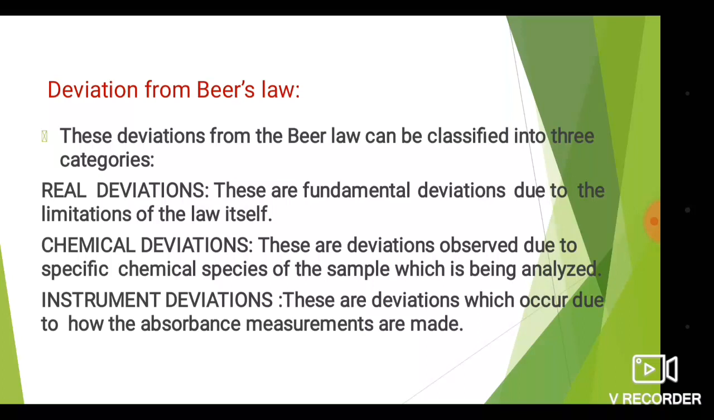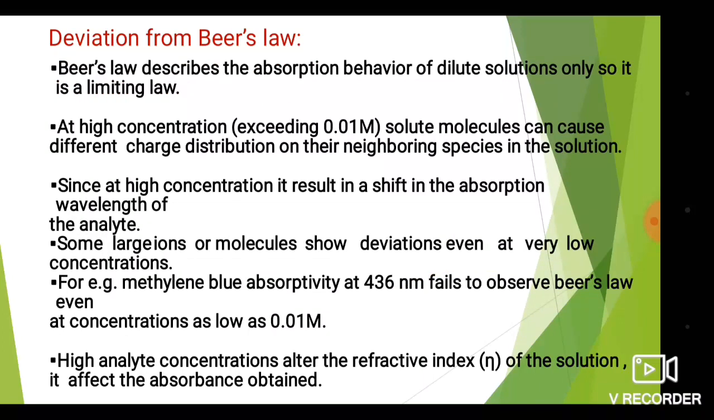The second one is the chemical deviation. These are deviations observed due to the specific chemical species of the sample being analyzed. This depends upon the chemical nature of the analyte. And the third is instrumental deviation. These are deviations which occur due to how the absorbance measurements are made, depending upon the instrument used. So these are the types of deviation.